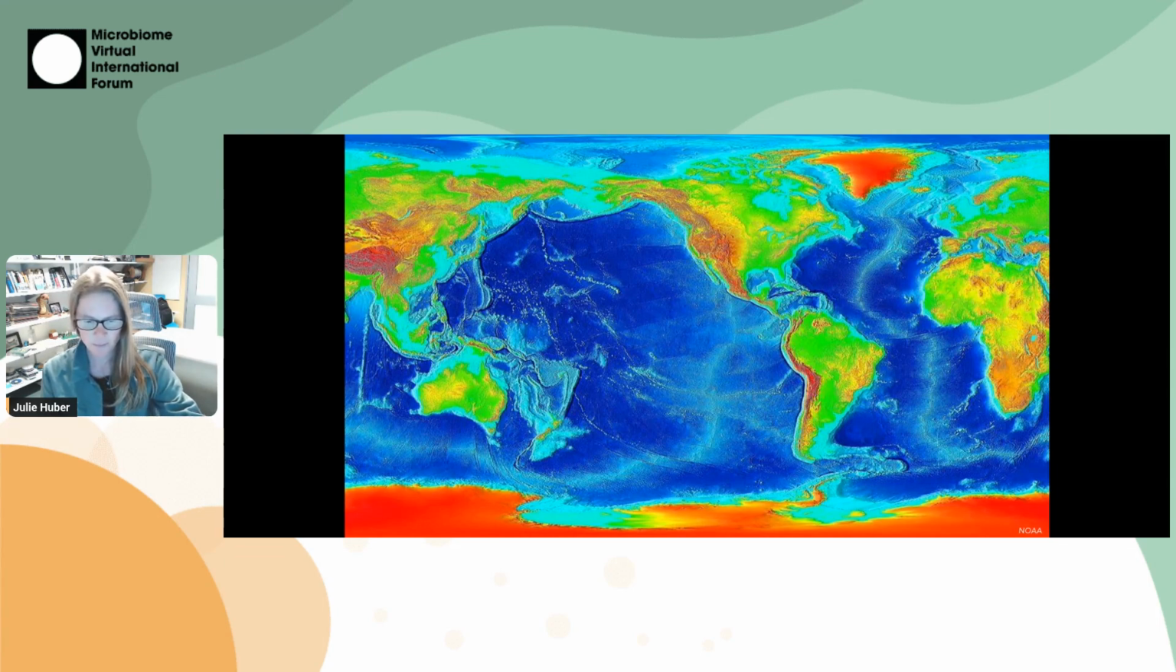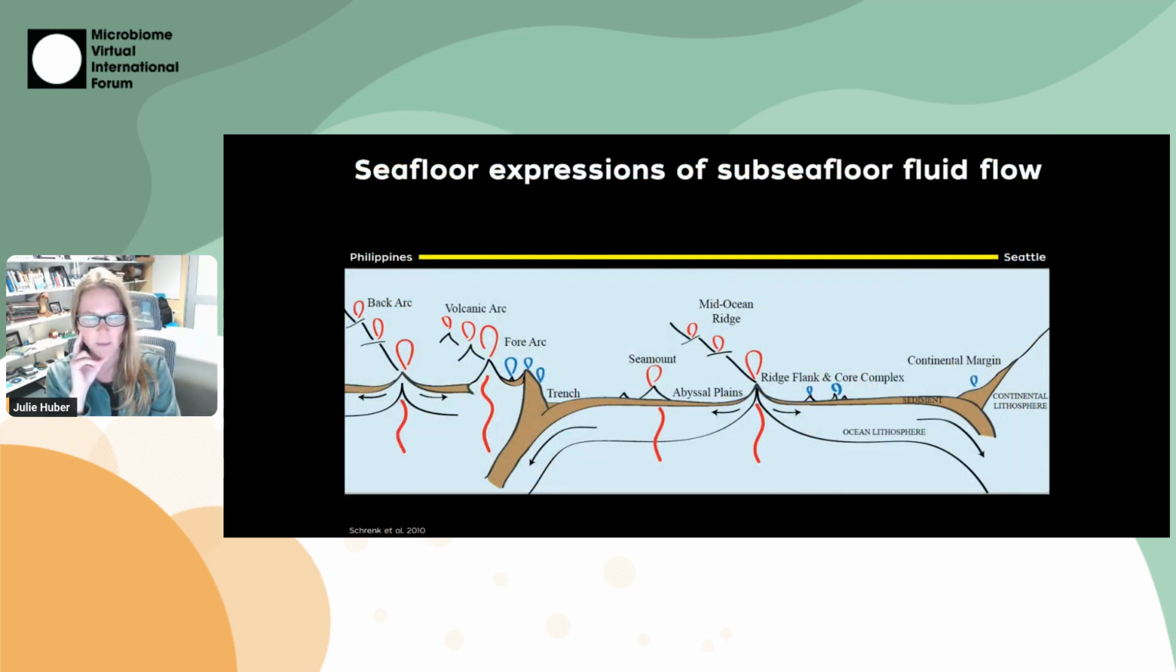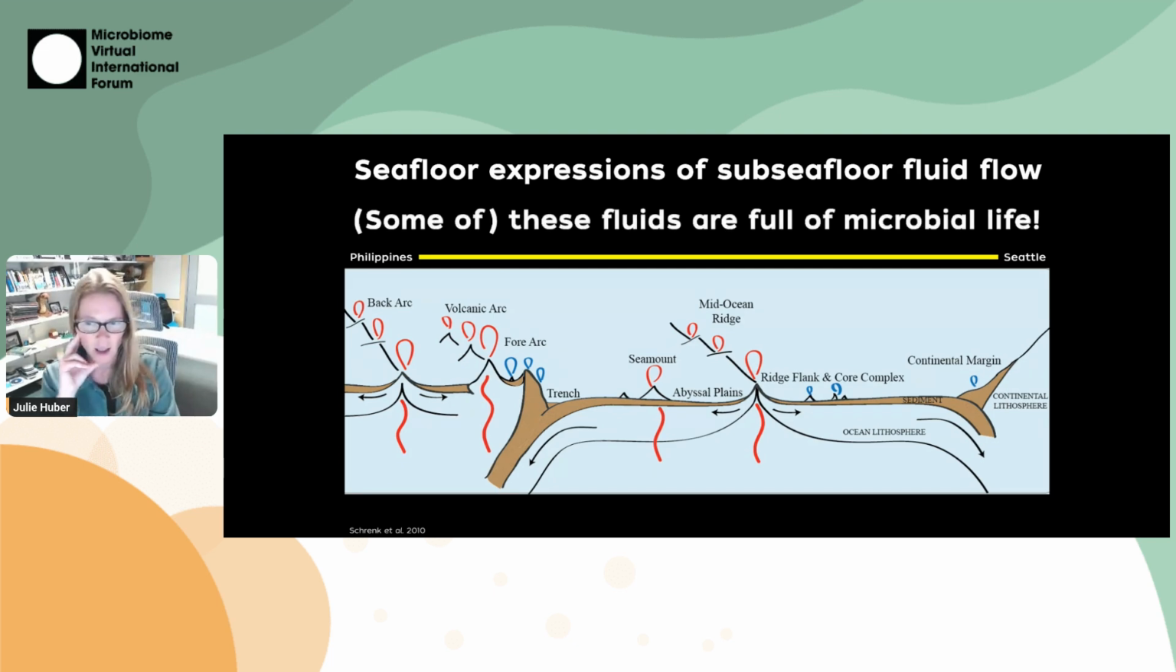So if we go back to this map that I showed you at the very beginning, and we draw a line from the Philippines back to the west coast of the United States, and then we turn it on its side, we can take a peek at the different types of fluid regimes we might encounter in the deep sea. And you can see that as a result of plate tectonics, there's a lot of different manifestations of fluids leaking out of the seafloor. And in fact, I've sampled almost all of these fluids in the ocean in a variety of places. They are chock full of microbial life.